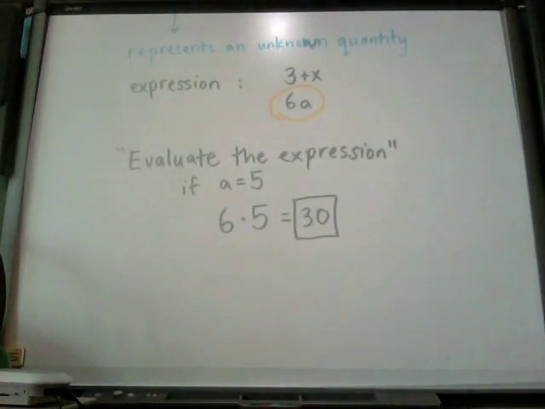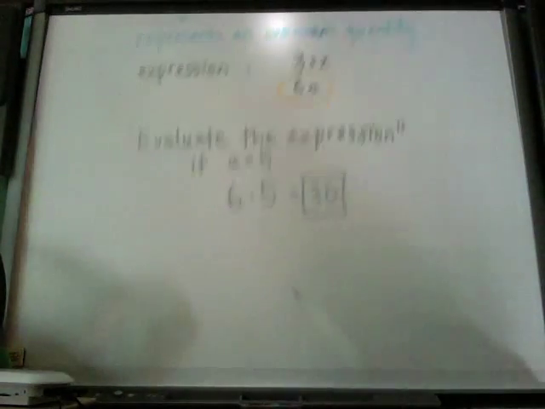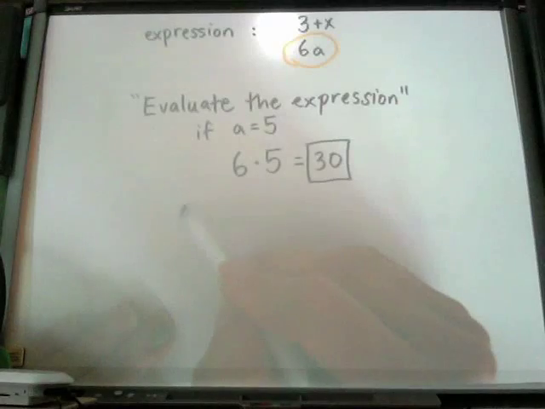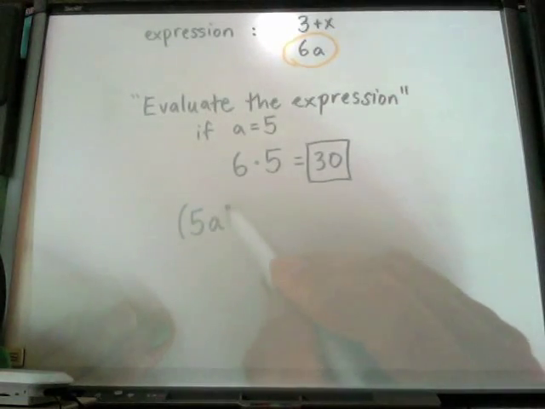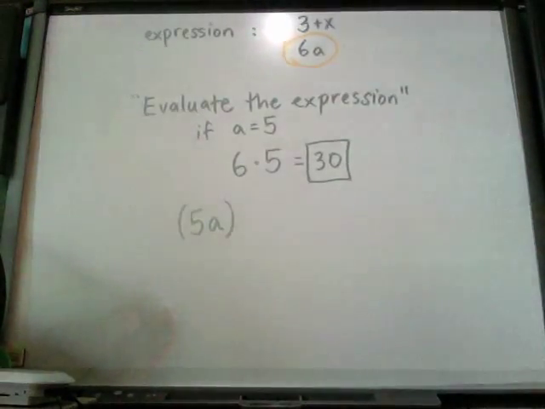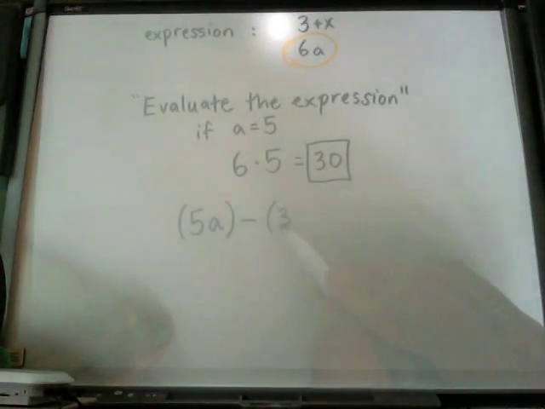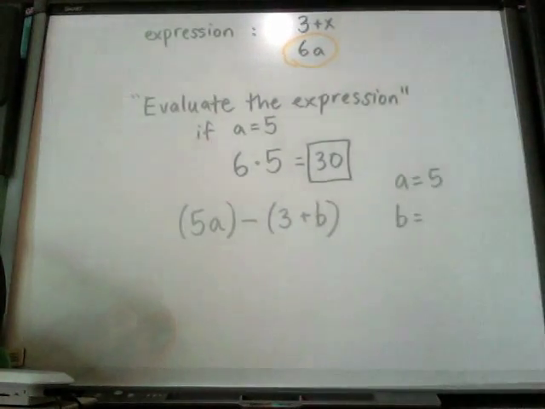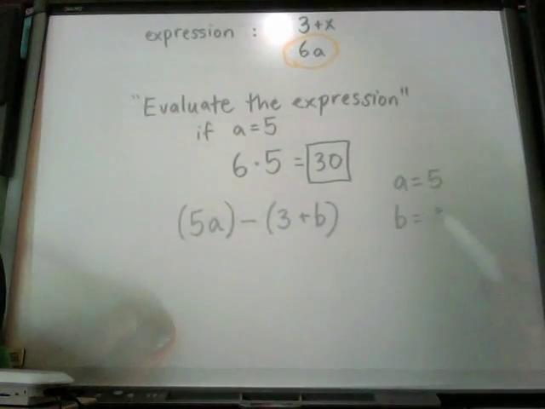Okay, not too hard. Again, we're going to start out relatively simply. Now, how we would make evaluating a little more complicated, because you're so smart now, is to just make the expression a little bit longer. So I'm going to keep my a equals 5. So let's say the expression now, 5a minus (3 plus b). So we're going to keep our a equals 5, and I'm going to say b equals 9.